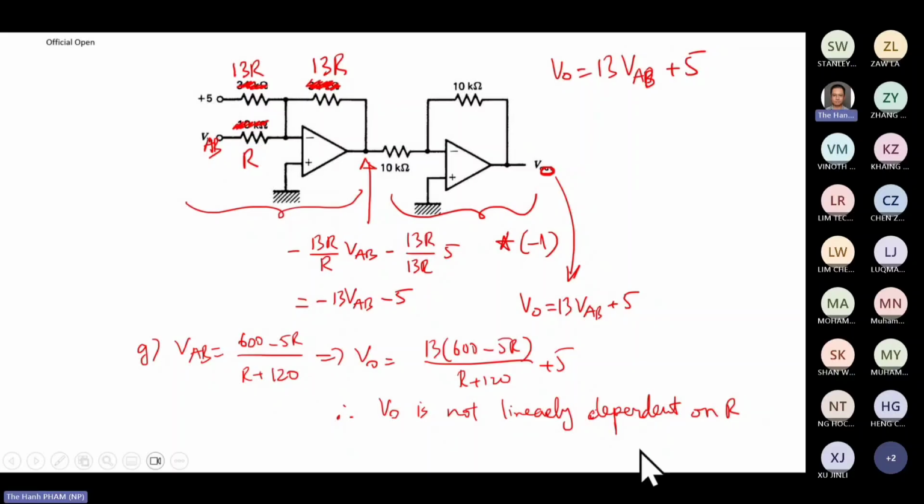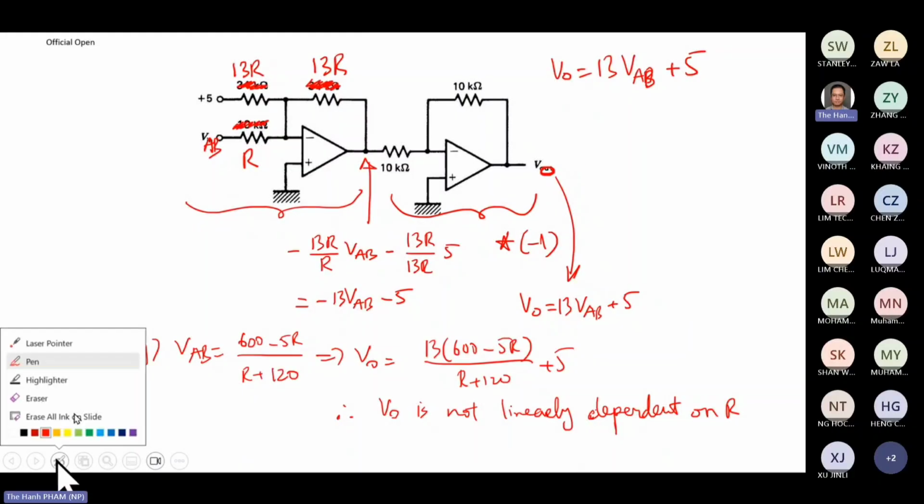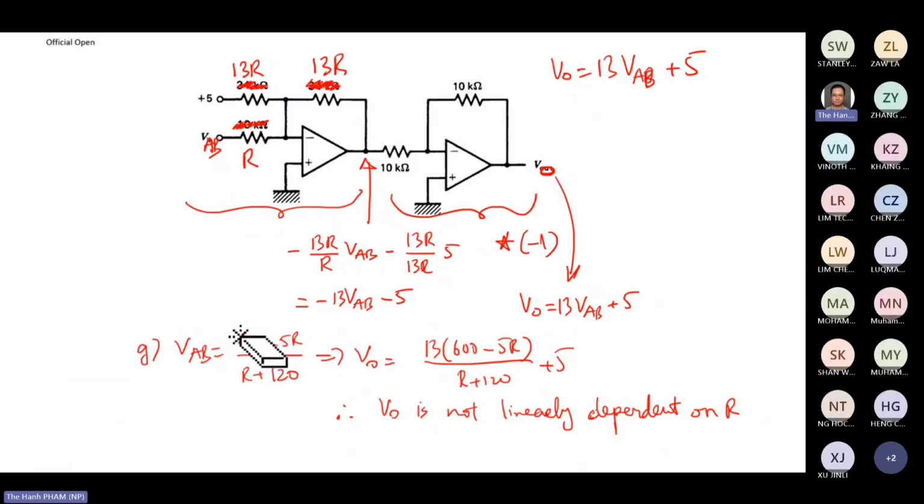Okay, so basically what I said was you have a formula for VAB here. If you want, you can have a formula for V out, which is 13 times VAB plus 5. So this part just adds a constant. So we look at this part. This part is not a straight line, so it cannot be linearly dependent. Linearly dependent must have a straight line like this.